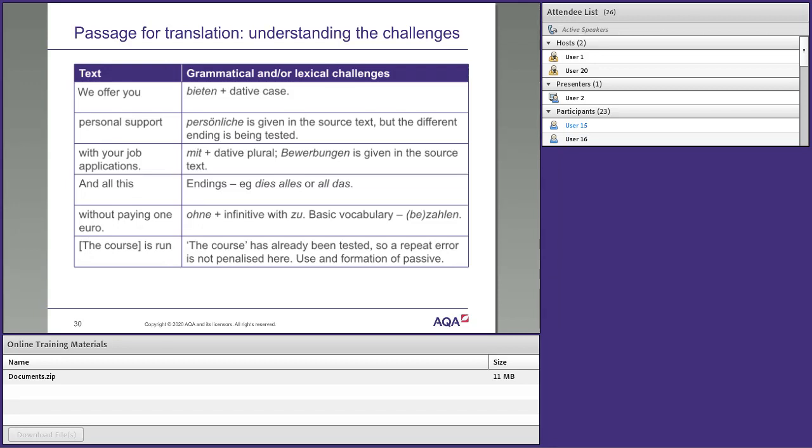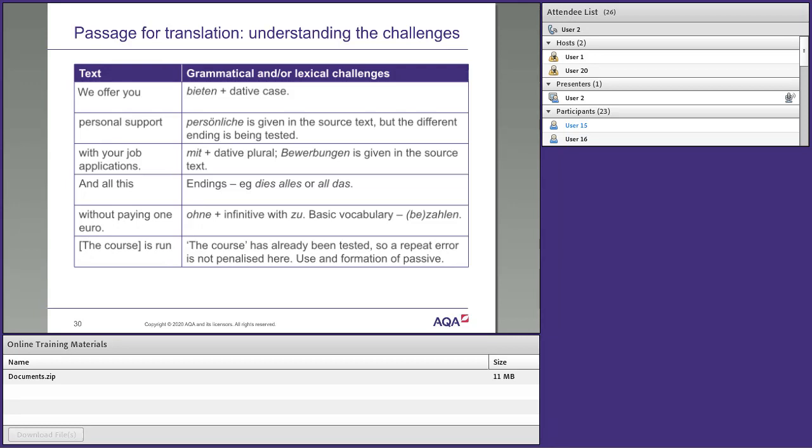Euro was not well known. The word was, the gender wasn't. The course here had already been tested, so a repeat error. So if they got the gender wrong in that, I think it was the third or the fourth box, but get it wrong again, they won't be penalised. So it's an NFP, a no further penalty.